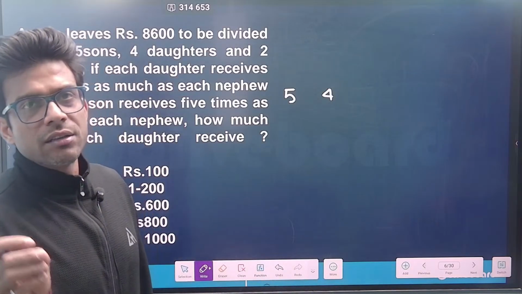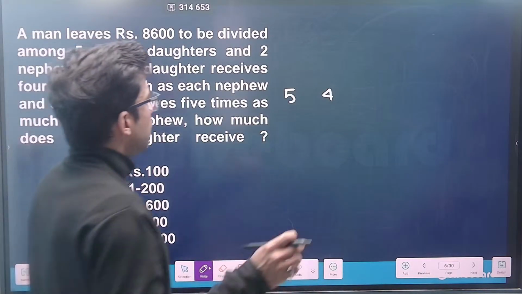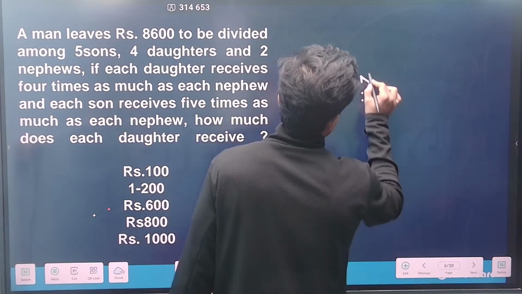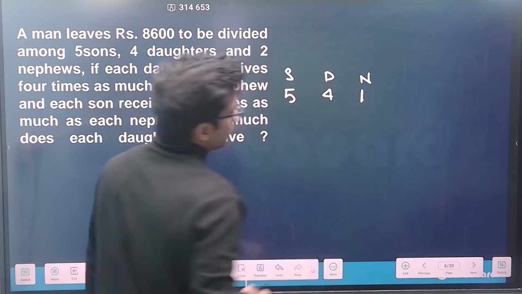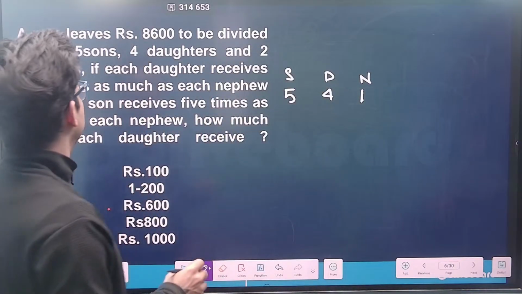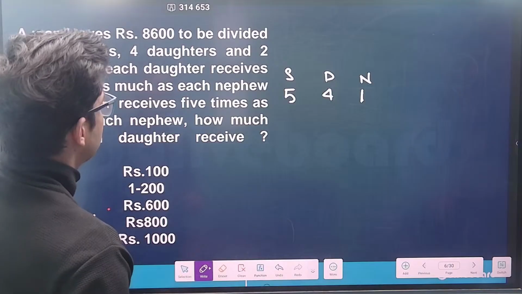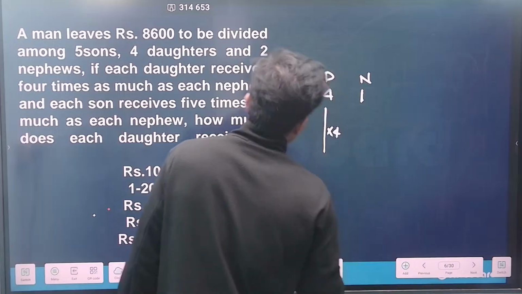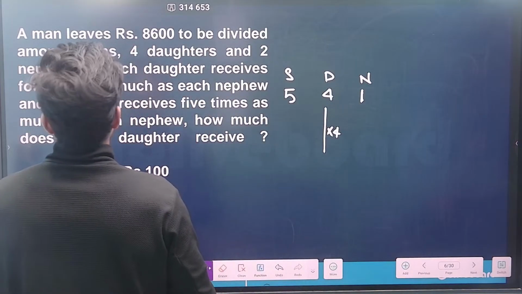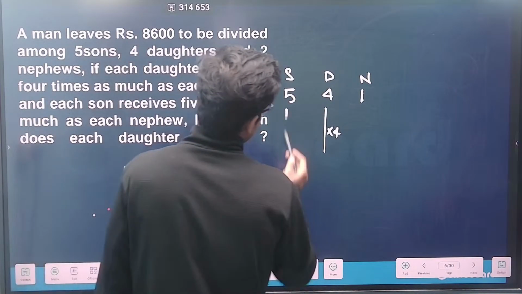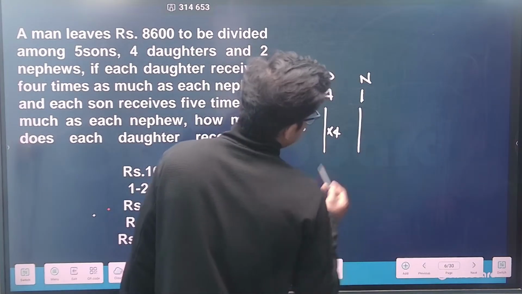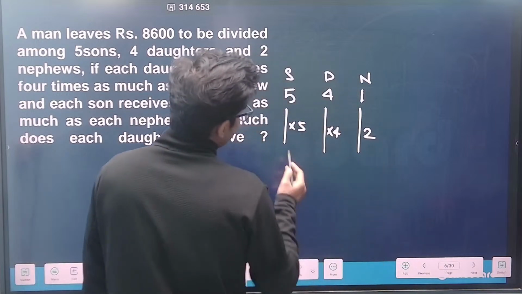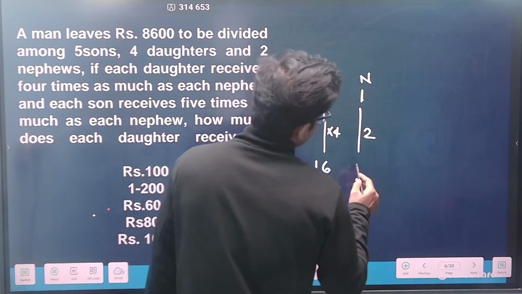So see, now this is my son, this is my daughter, and the nephew ratio would be 1. Now you can understand what they're saying, that if each daughter receives 4 times, daughter receives 4 times, okay. So daughter is receiving 4 times multiplied by 4, and son is receiving 5 times, okay. Then nephew will receive, do it like 1 time, because this is now correct. So you are getting like 25, 16 and 1.